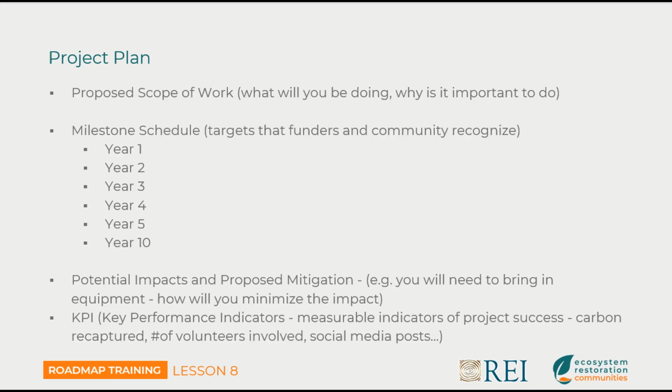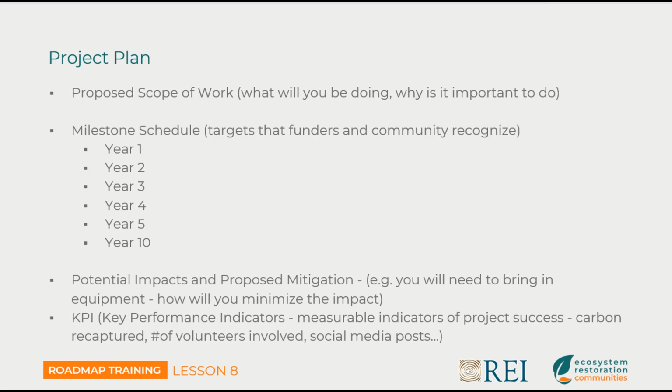So in your project plan, what is your proposed scope of work, which is what will you be doing and why is it important? Your milestone schedule, these are the targets the funders and the community recognize. So year 1, we're going to do this. Year 2, we're going to do this. Year 3, year 4, year 5. Usually you do the first 5 years, and then year 10 is kind of your long range visioning of how you want your project to look.